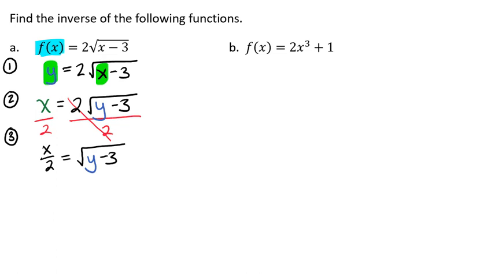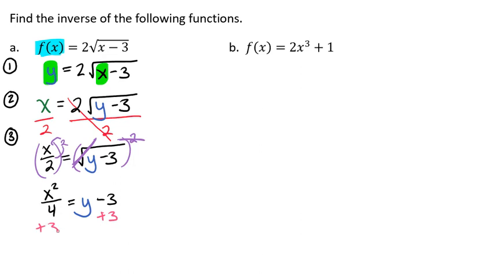It's squaring it. So we're going to square both sides. That allows us to cancel out our square root and our square. And we'll distribute our 2. And that's going to give us x squared over 4 equals y minus 3. Then we're going to add 3 to both sides. And that's going to leave us with y equals x squared over 4 plus 3.